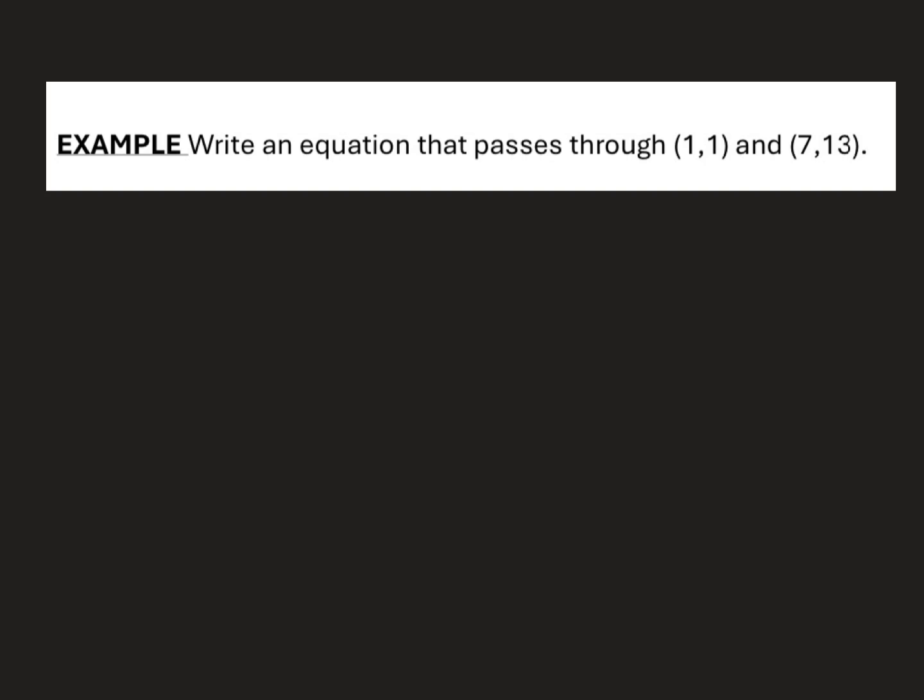Y minus y1 equals m times x minus x1. We will use this as our coordinate x1, y1, but we need the slope. The slope formula, y2 minus y1 divided by x2 minus x1.